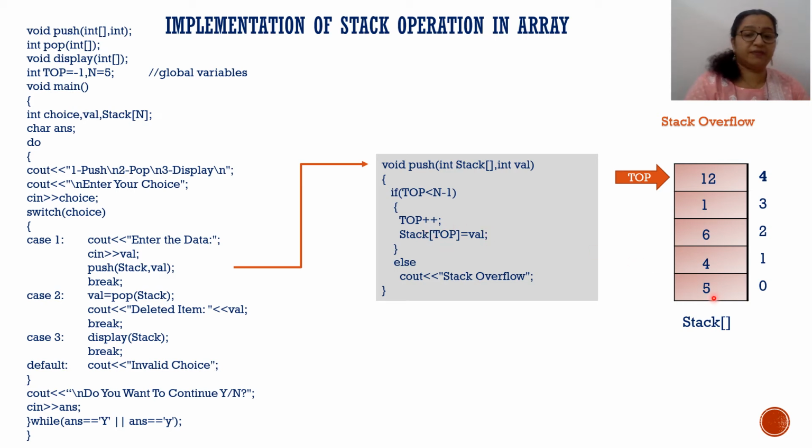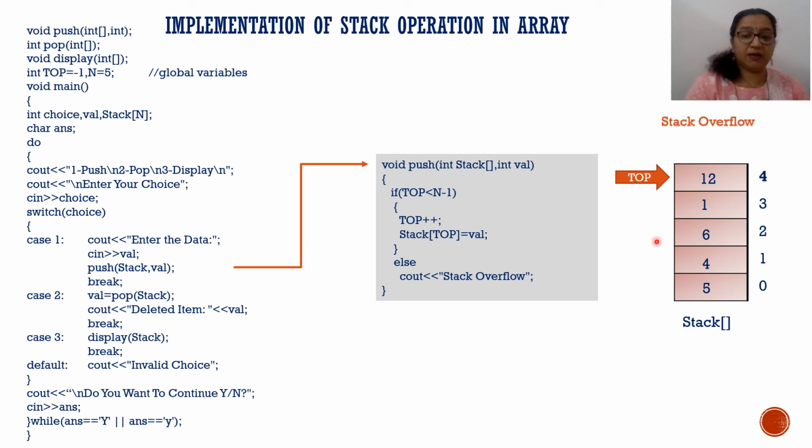See, 5. Again we are calling the same function because here one prompt is: do you want to continue, yes or no? I pressed yes there. So again I took the case 1 option. Enter the second value. I entered 4 there. So top incremented to 1, then we inserted the value there.